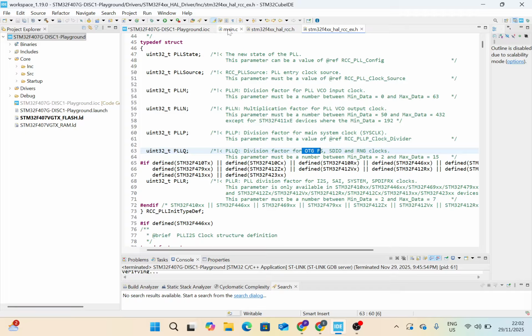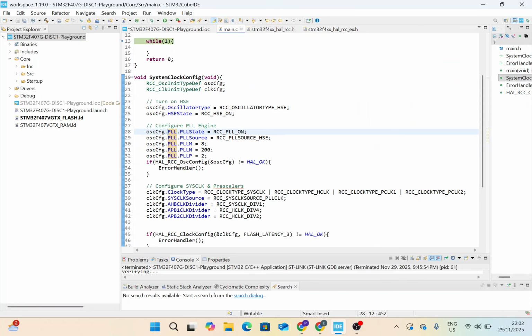All right, so this is why when we access the PLL field on the OSC init type def, we have to do another dot to get into the actual fields of the PLL init type def. So we say PLL.PLLState is RCC_PLL_ON. So we are turning on the PLL engine, like, hey, I want you to turn yourself on so you can crank up the frequency for me.